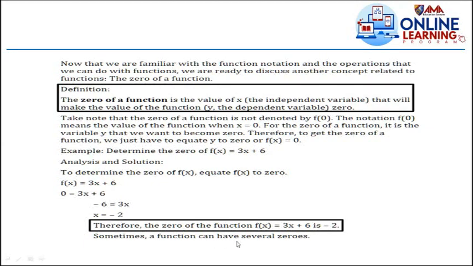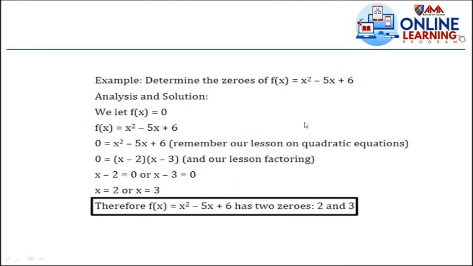Sometimes, a function can have several zeros po siya. So that's the way we are going to deal with zero of a function. Equate natin yung y into 0. Okay? Equate y to 0 or the function of x is equal to 0. So we have your last example. I think this is the last example, no? Determine the zeros of f of x is equal to x squared minus 5x plus 6 po siya.